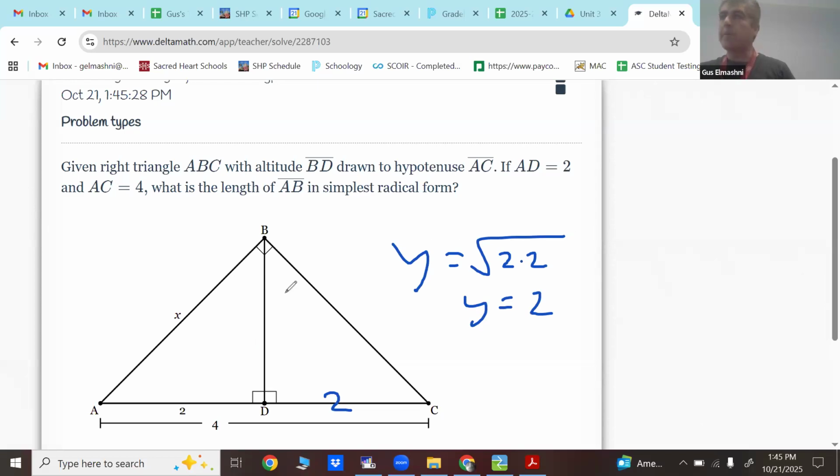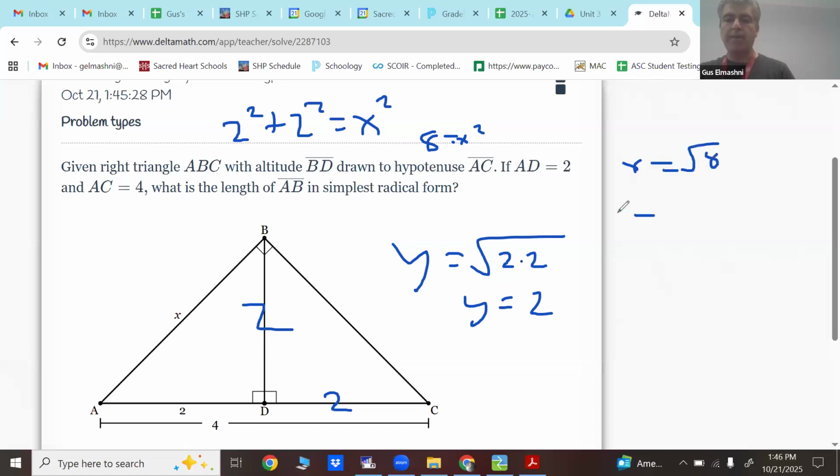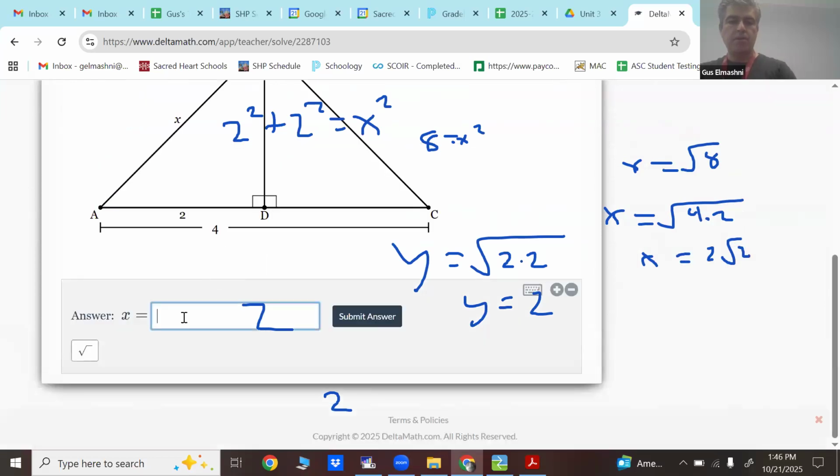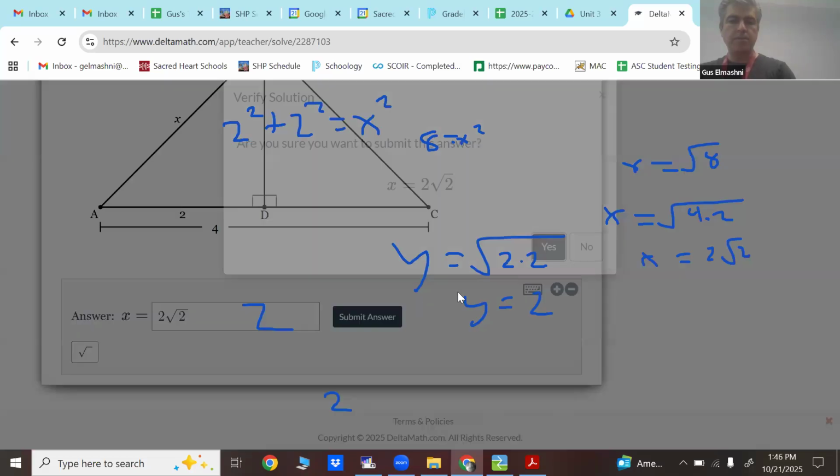Then how would I solve for x? What would be my next step? Yeah, let's just do the Pythagorean theorem or whatever you want to do. Or there's another way of looking at it too, using some trig ratio of special right triangles, but we haven't had that discussion yet. 8 equals x squared. x is root 8. Now root 8 can be simplified. You can pull a 4 out of it. Root 4 times 2. That's 2 root 2. So 2 root 2.